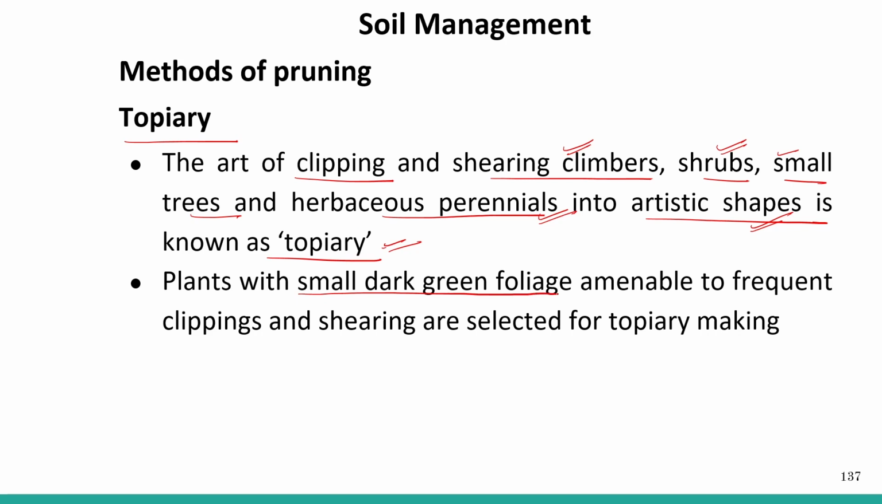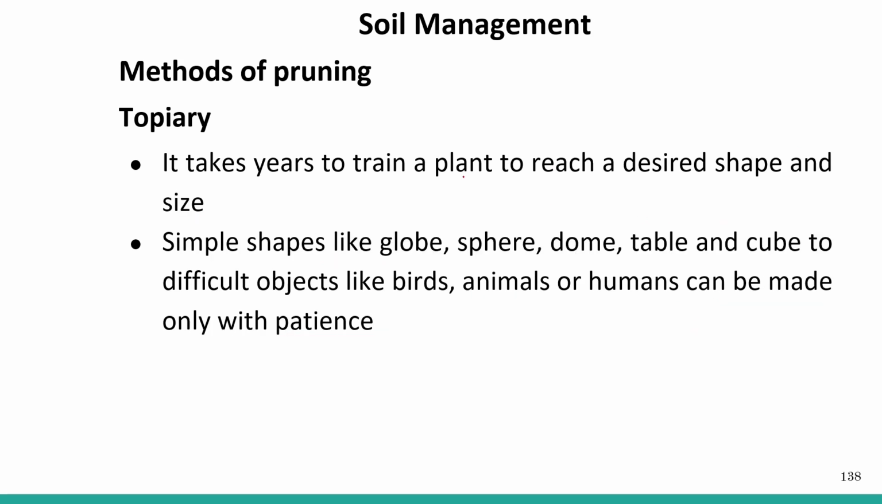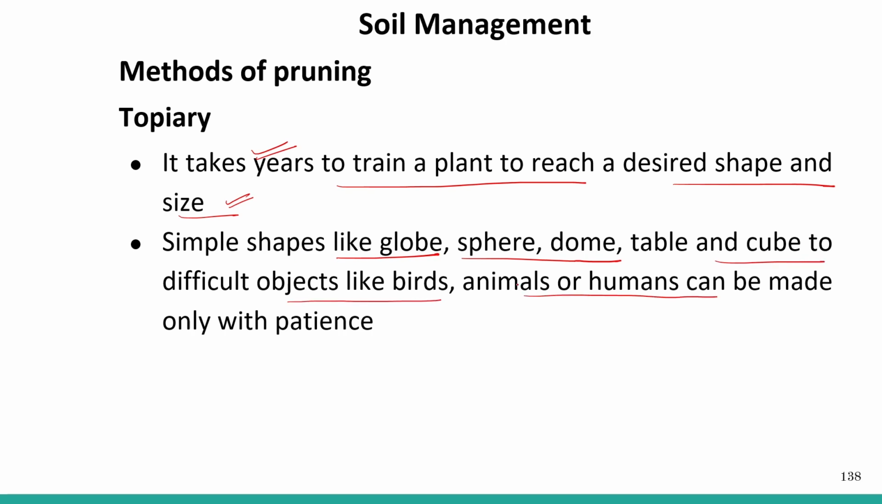Plants with small dark green foliage amenable to frequent clipping and shearing are selected for topiary making. It takes years to train a plant to reach a desired shape and size. So it is not done in a week. Sometimes it takes a year to give a plant a proper shape. Simple shapes like globe, sphere, dome, table, cubes, to different objects like birds, animals or humans can be made with only patience. So it requires a lot of effort and also time. So if you want to give a particular shape, then you must have patience.